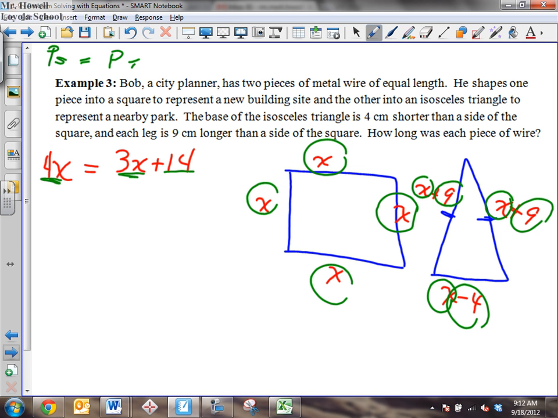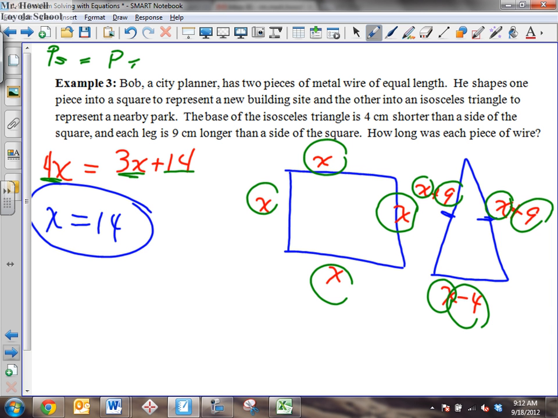Okay? Continue, Nick. X equals 14. Good. And notice this is an easy one, isn't it? Once you get the statement done, 3x and 4x, that's so simple. Subtract from both sides, you're going to get x equals 14. Are we done? No. Why are we done? Continue to figure out the overall perimeter.